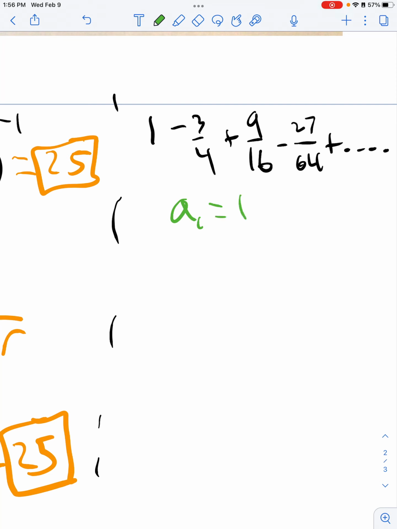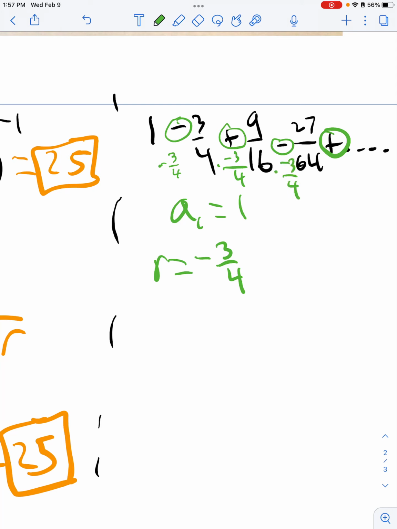On the second example, okay, I see that my first term is 1. And now I have to figure out what r is. And it looks to me like r is negative 3/4, because again we have the alternating positives and negatives. That's how I know it's a negative. And so again, 1 times negative 3/4 is negative 3/4. You multiply negative 3 times negative 3, you get a 9. Multiply 4 by 4, you get 16.